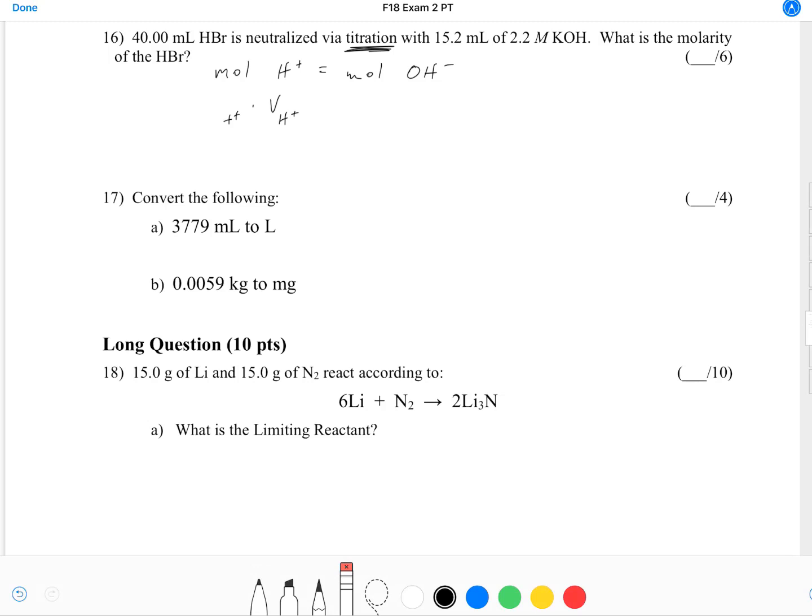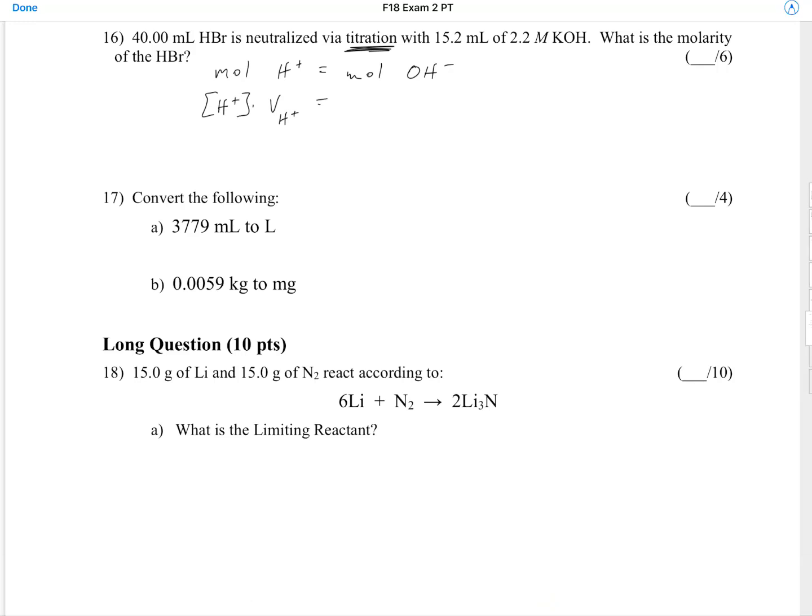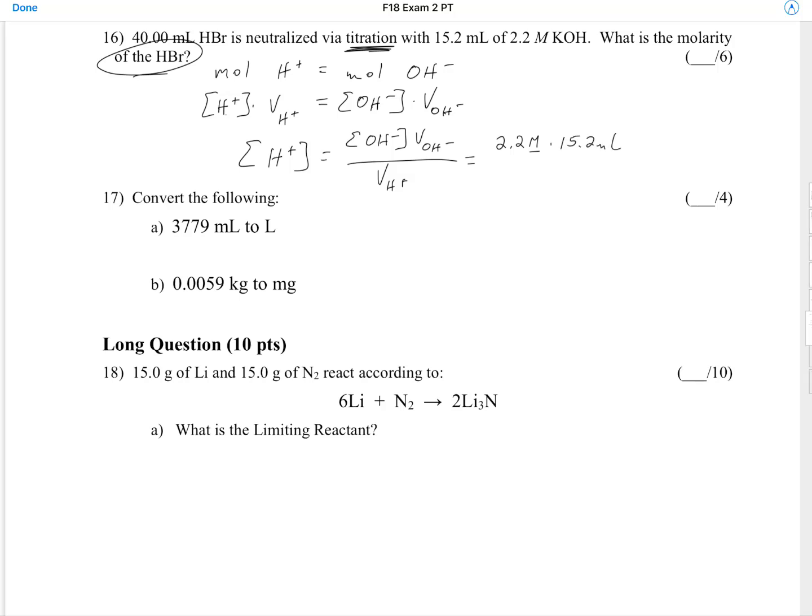Let me just change this up to how I presented it in class. The concentration H plus times the volume H plus equals the concentration OH minus times the volume OH minus. I'm asked for the molarity of the HBr, so I can rearrange it to say that is the concentration OH minus times the volume OH minus over the volume H plus. The concentration OH minus is 2.2 molar. I have 15.2 mL. I divide by 40 mL. Seeing that these are both in milliliters, they cancel out, and I get as an answer 0.84 molar.